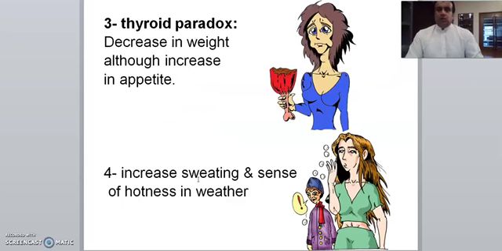Decrease in weight in spite of increased appetite. This is one of the main common complaints of a patient, that in spite of taking a good diet, they are continuously losing weight. So this is also an alarming sign of thyrotoxicosis.